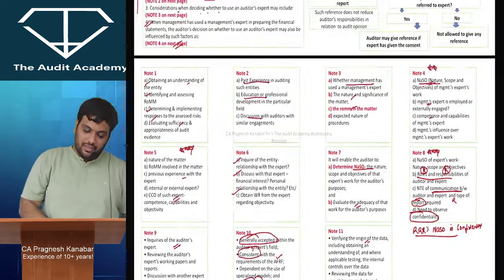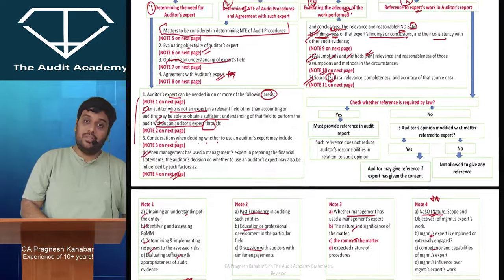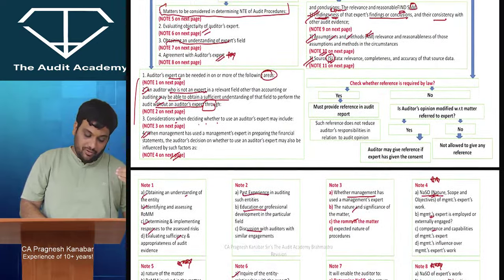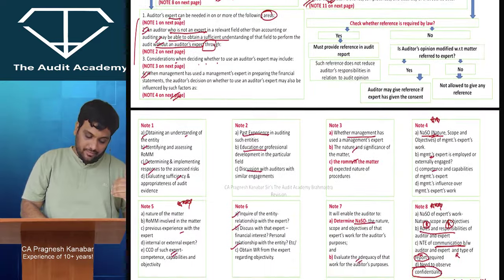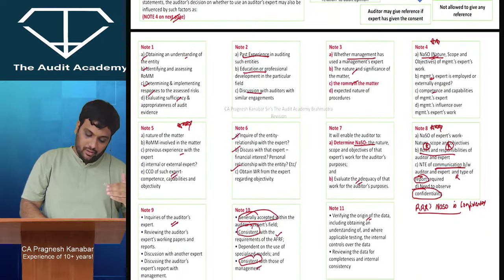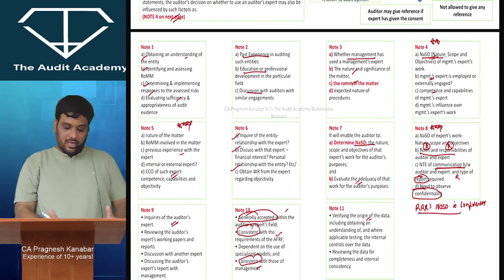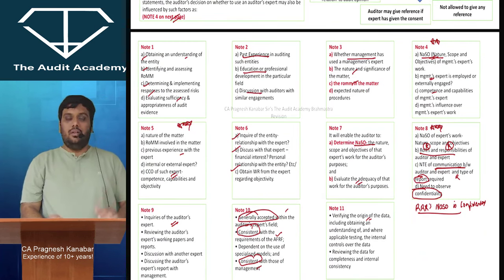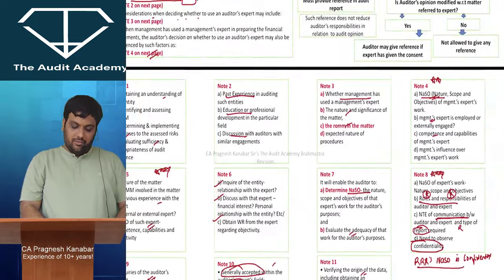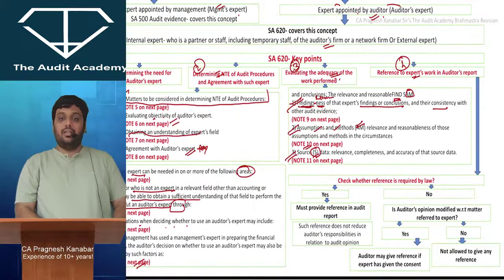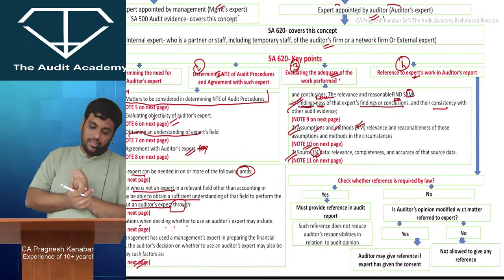So we have 11 different descriptive questions, and I've already told you that note number 4, note number 5, note number 8 is something that has been repeatedly asked in exams. Although note number 10 was asked once in July 21, I cannot be very adamant on that. But note numbers 4, 5 and 8 have been repeatedly asked. I hope I am clear with that.